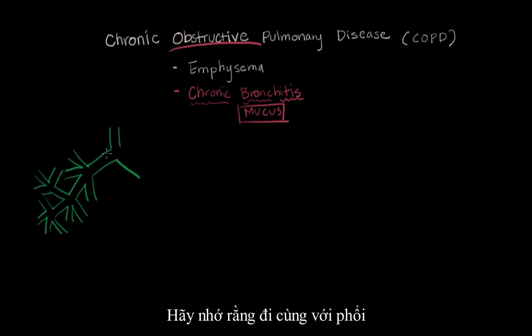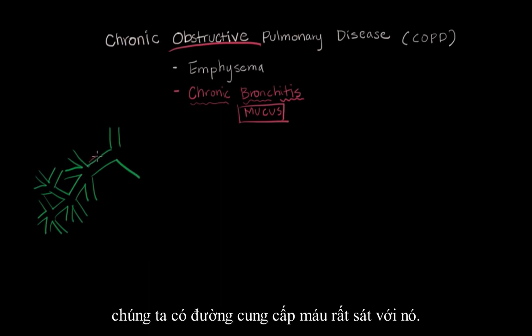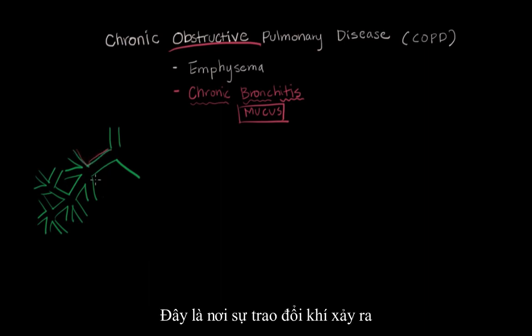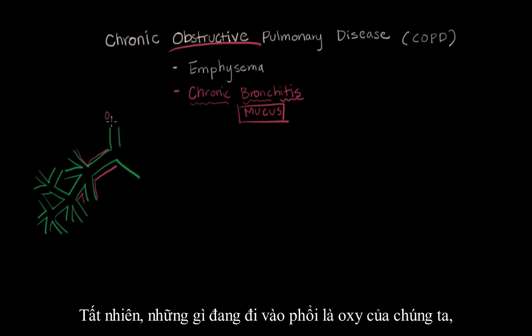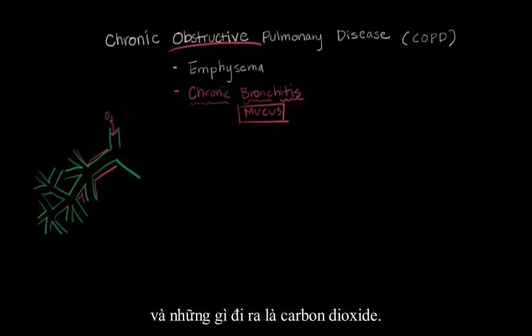And keep in mind that along with the lungs we have the blood supply lying very close to it. And this is where the gas exchange happens, back and forth from the blood into the lungs. And of course what's going into the lungs is our oxygen, and what's coming back out is carbon dioxide. In a nutshell, that's what the lungs do. So keep in mind this gas exchange.